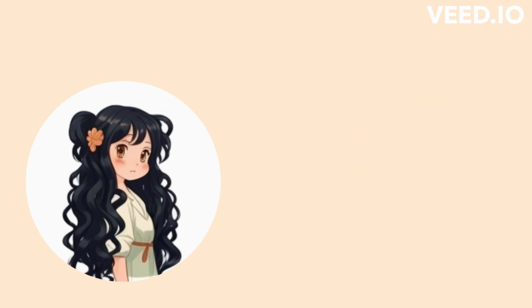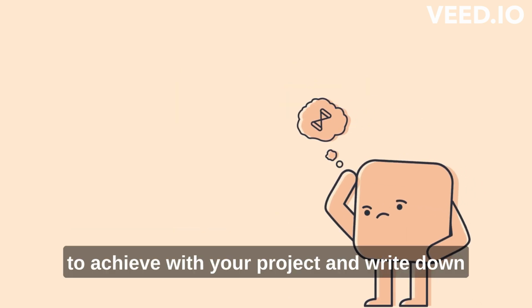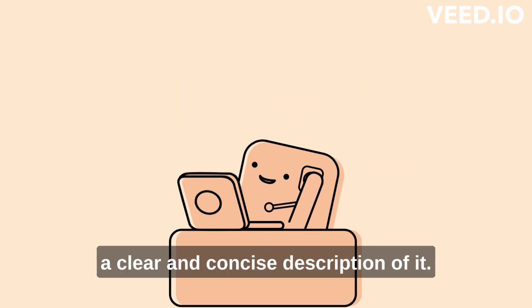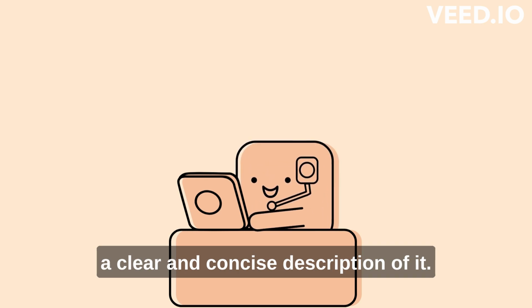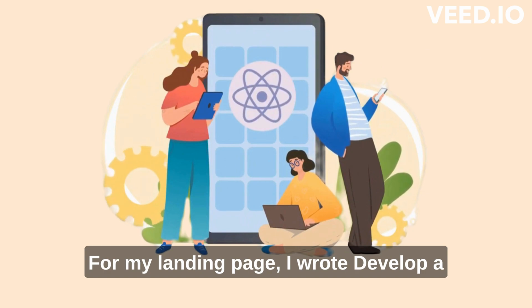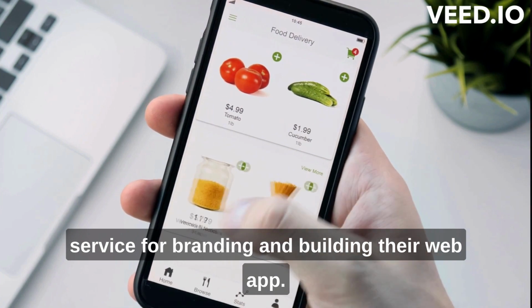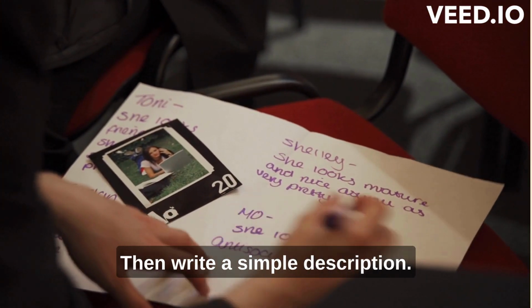Let's begin. Define the project. Determine what you want to achieve with your project and write down a clear and concise description of it. For my landing page, I wrote, develop a landing page that helps users to book a service for branding and building their web app. Then write a simple description.